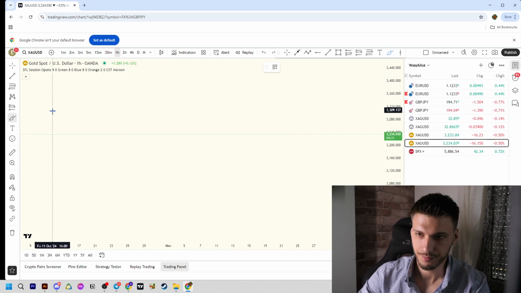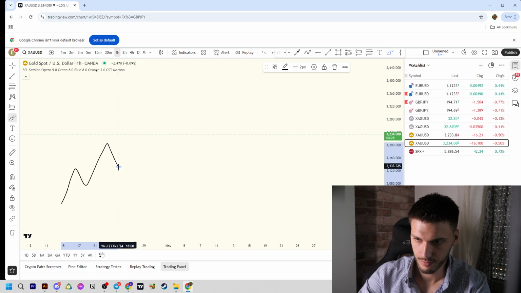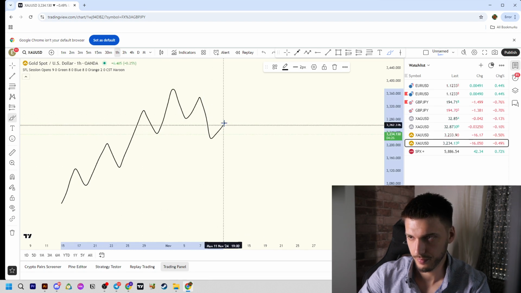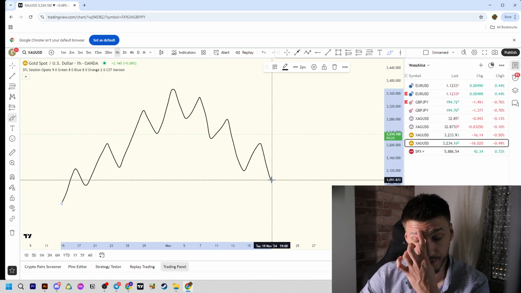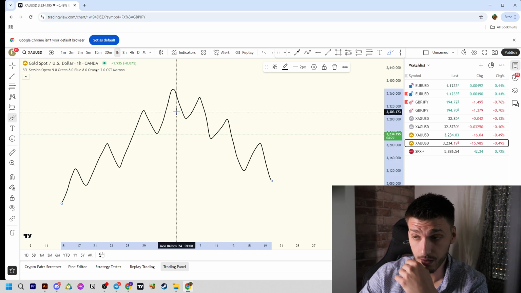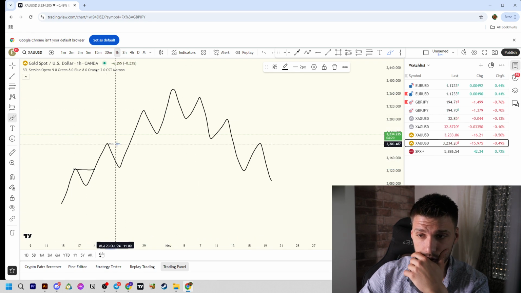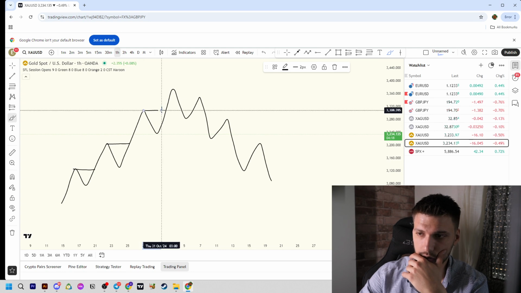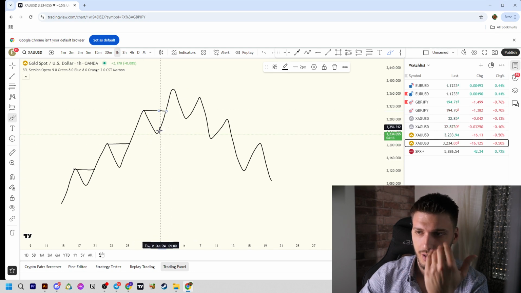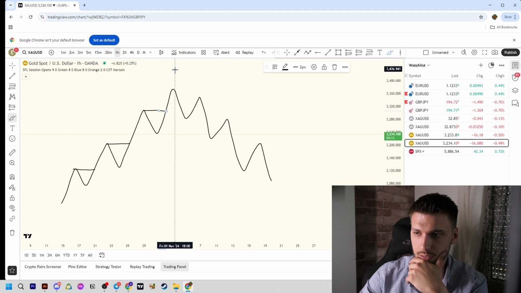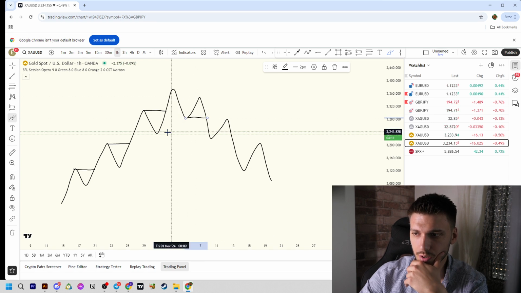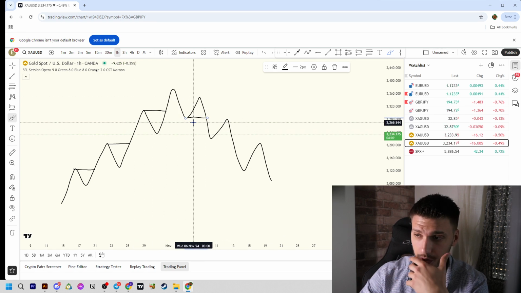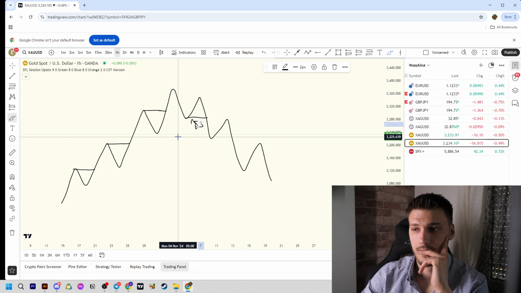When we see this, and this is a break of structure, a break of structure, a break of structure. Market is moving up by breaking on the upside continuously. And then what did market do here? Market broke structure on the downside. This is a market structure shift, MSS.